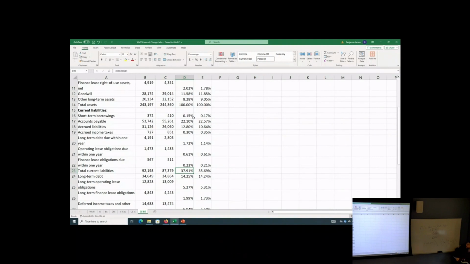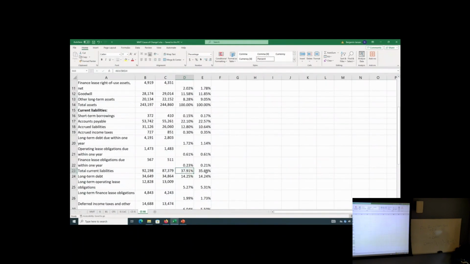So total current liabilities increased from 35 to 37%. All right, so remember, total current assets decreased from 33 to 31. Total current liabilities increased from 35 to 37. All right? So what this suggests to us is that total change in net working capital decreased. Right? Our current liabilities increased, our current assets decreased. So we've had a reduction in change in net working capital.